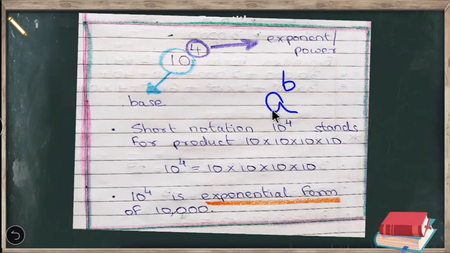We always multiply the base by itself the number of times which is there in the power. For example, 10 raised to the power 4 is written. This means that we have to multiply 10 by itself 4 times, which can be written as a product of 10 multiplied by itself. 10 is multiplied by itself 4 times, so 10 raised to the power 4 is the exponential form of 10,000.